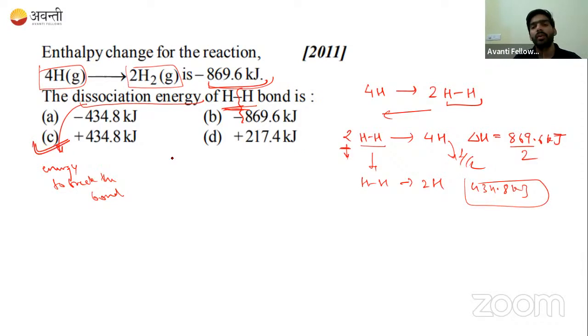Here you have to remember that dissociation energy is not going to be negative, because to break the bond we have to supply energy, and when we are giving energy, it is going to be positive. So here, the minus sign cancels, and you just have to select between the two options. That's it. An easy question.